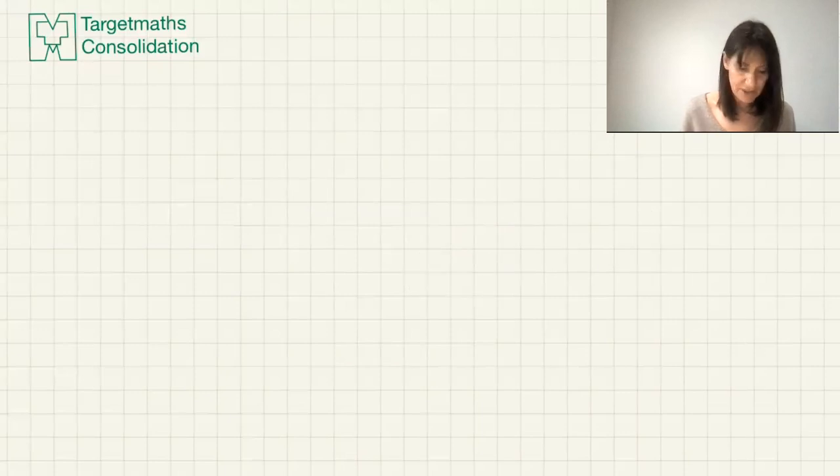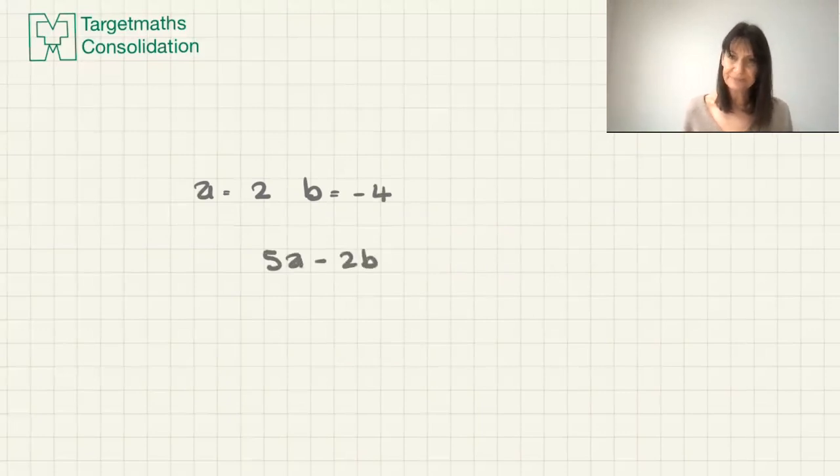Okay, next question. A is equal to 2. B is equal to minus 4. I'd like you to work out 5a minus 2b. 5a minus 2b. Off you go.